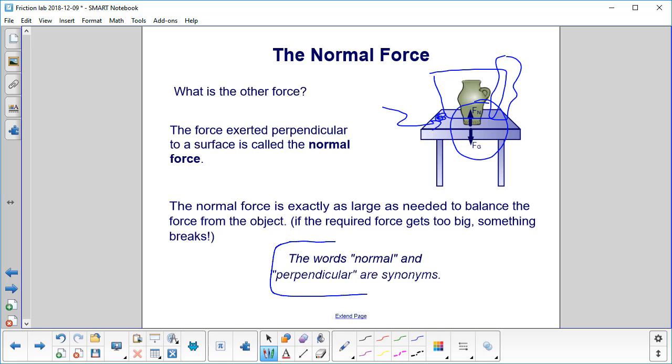So, the words normal and perpendicular are synonyms. They mean the same thing. And perhaps you saw that in your math class. Normal and perpendicular.